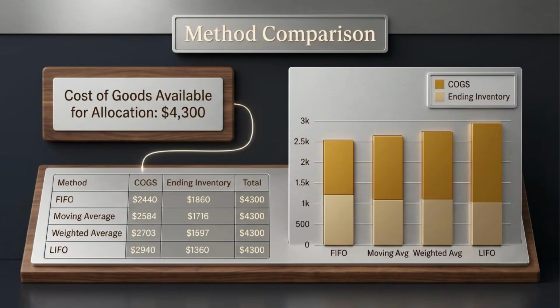This comparison shows why cost flow selection matters. The total cost available is always $4,300. No method creates or destroys cost, but each method allocates that cost differently between expense and asset. FIFO gives cost of goods sold of $2,440 and ending inventory of $1,860. Moving average gives cost of goods sold of $2,584 and ending inventory of $1,716. Weighted average gives cost of goods sold of $2,703 and ending inventory of $1,597. LIFO gives cost of goods sold of $2,940 and ending inventory of $1,360. Same facts, different timing.